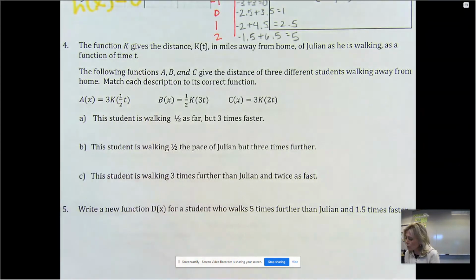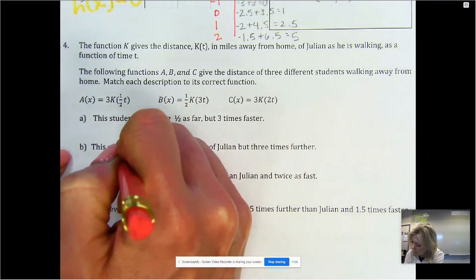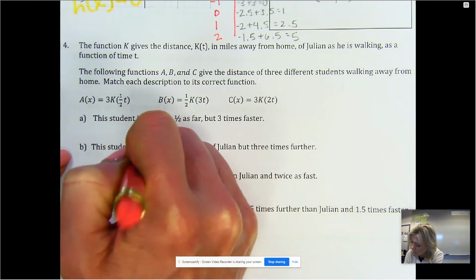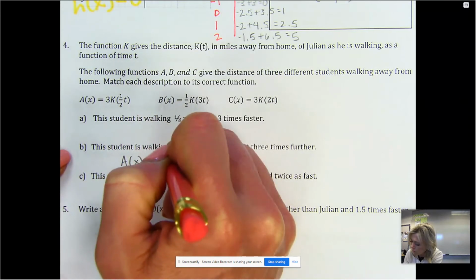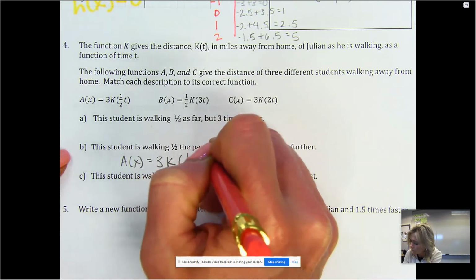So out of these options, which one says 3 times further, half the pace? This is B. So this would be A of x, which is 3 k of 1/2 t.